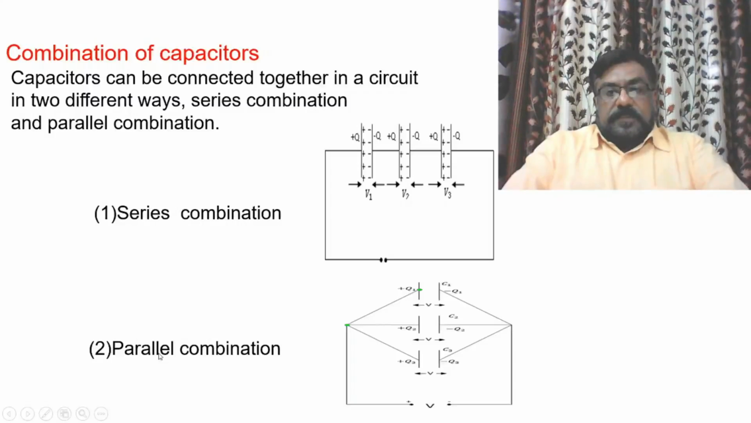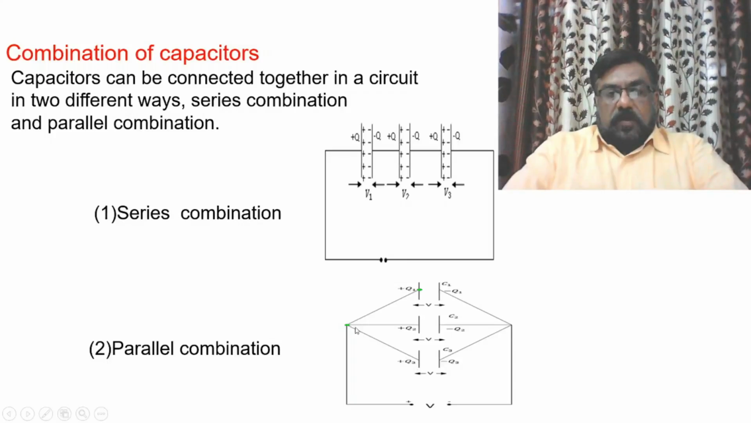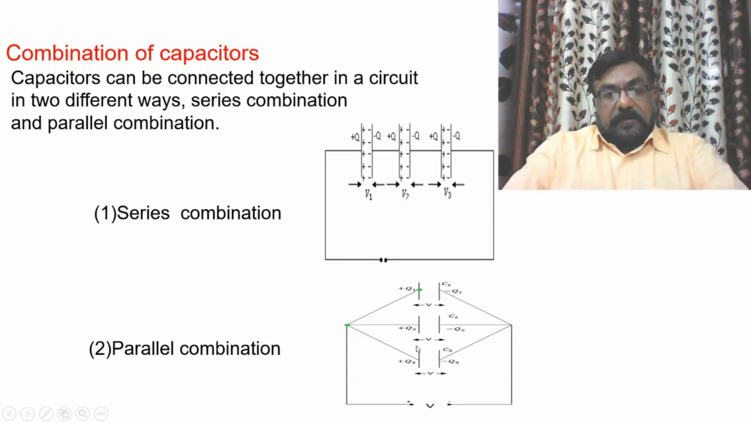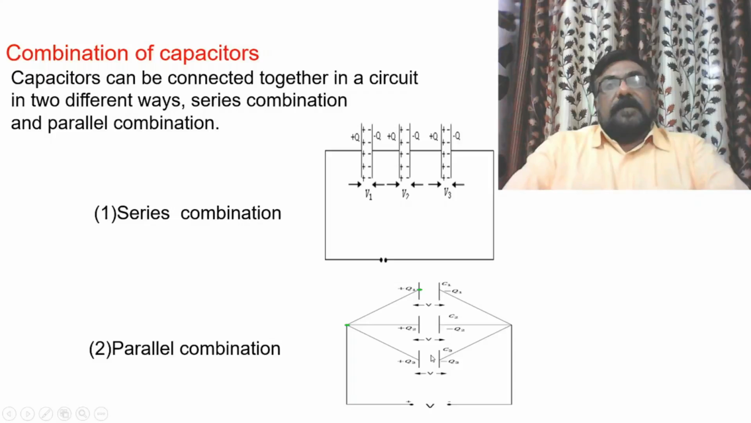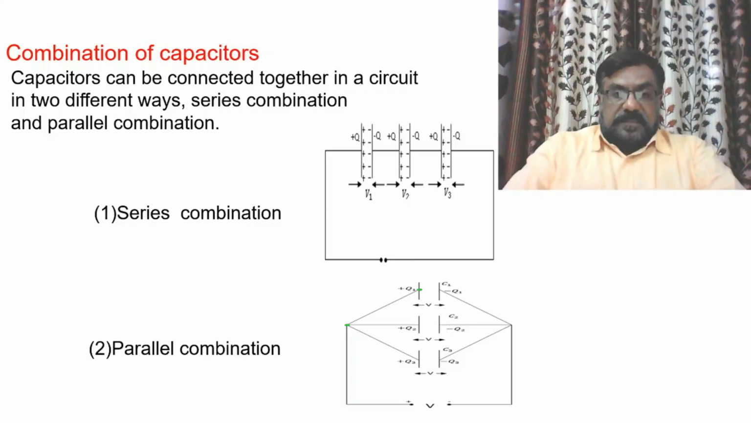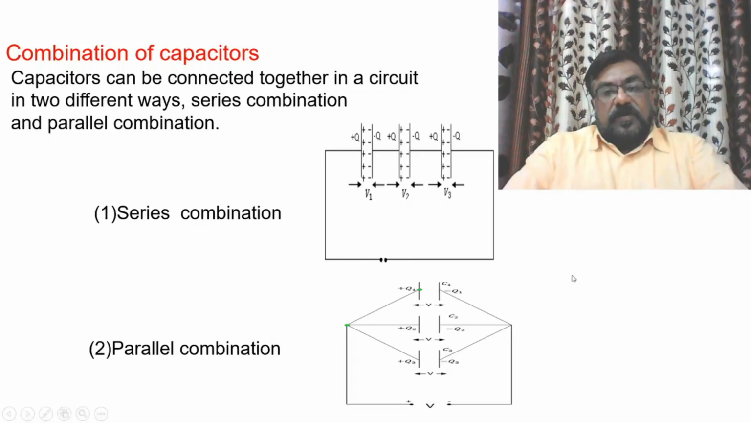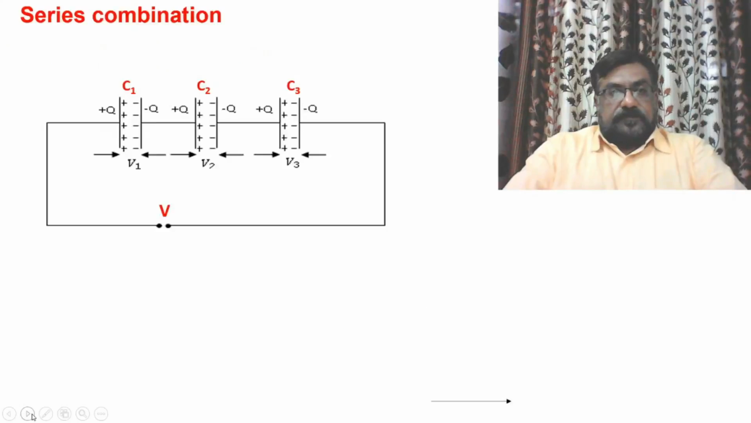Now in parallel combination, actually what we are doing is we will connect the first three plates together to a common point, then the next three plates to another common point, and the power supply is connected across them. So when you connect them in parallel, the PD across the first, the second and the third will be the same, but they will store different charges Q1, Q2 and Q3.